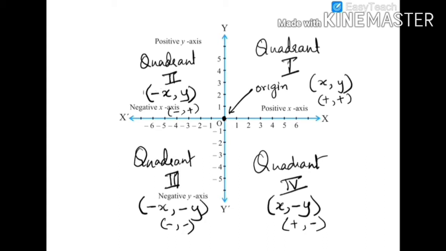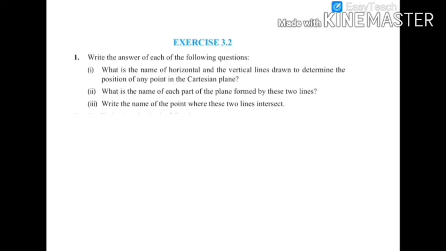Also, the coordinates of the origin are going to be 0, 0, because the origin is at a 0 distance from the x-axis and 0 distance from the y-axis. With this knowledge, let us solve questions of exercise 3.2.